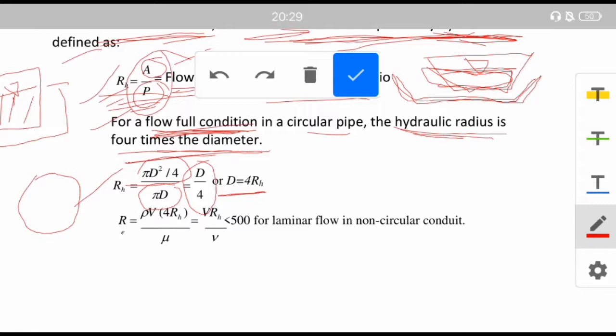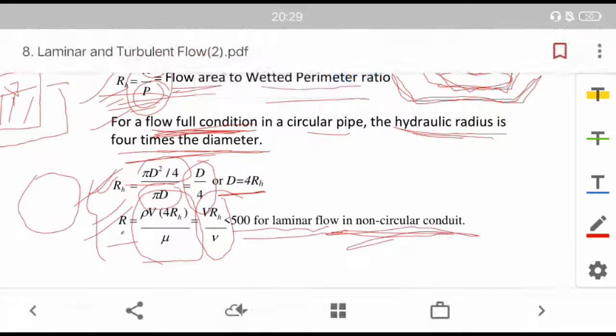As a note, RH is the hydraulic radius and Re is the Reynolds number. Please don't get confused between these two. And Re is equal to rho V 4RH upon mu, since in place of D we put 4 RH, and therefore V RH upon nu, and that shall be less than 500 for laminar flow in a non-circular conduit.